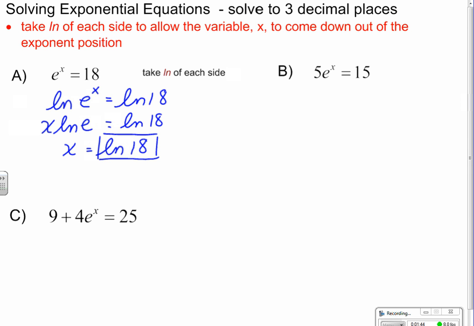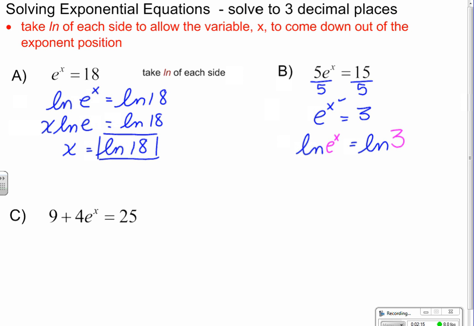Part B here. Before I take the natural log of each side, I think it would be extremely handy to get rid of that 5. So let's divide by 5, and that will allow us to get e to the x kind of isolated. Now, I want to get to this x, but I want to bring the x out of the exponent position. So let's take the natural log on both sides, and I'd have natural log of e to the x, natural log of 3.